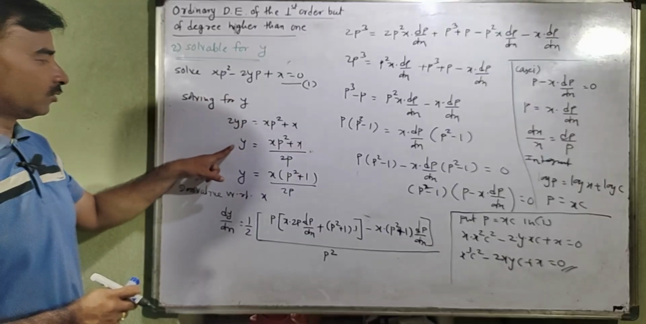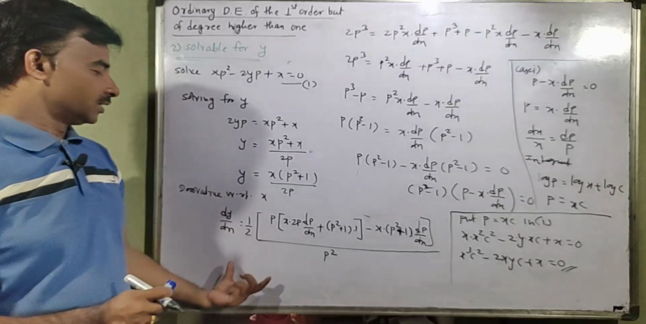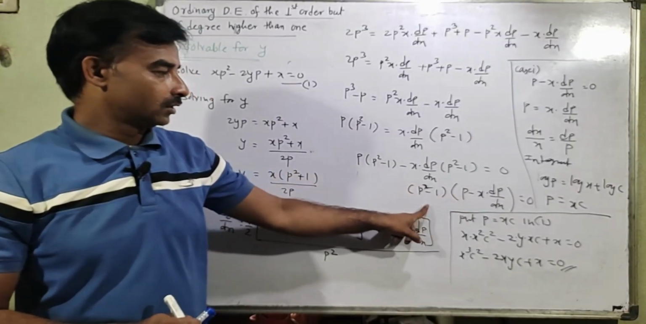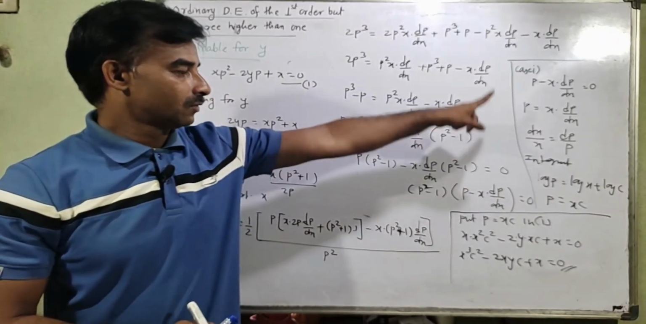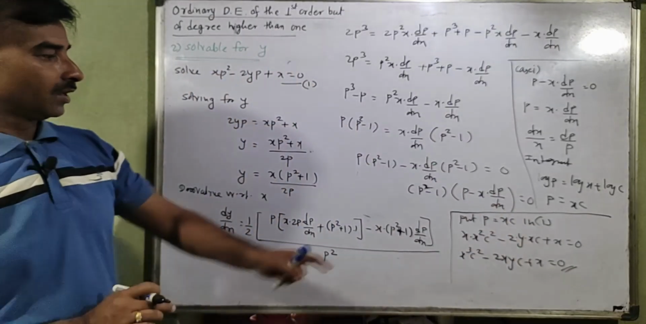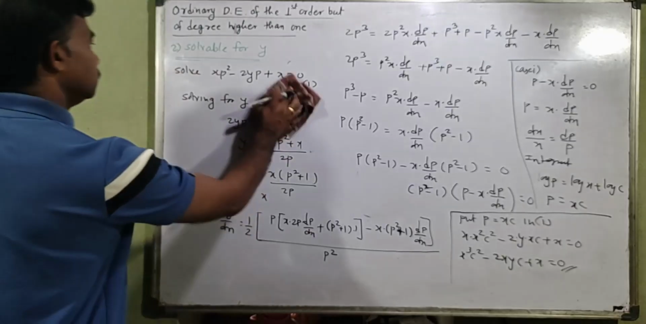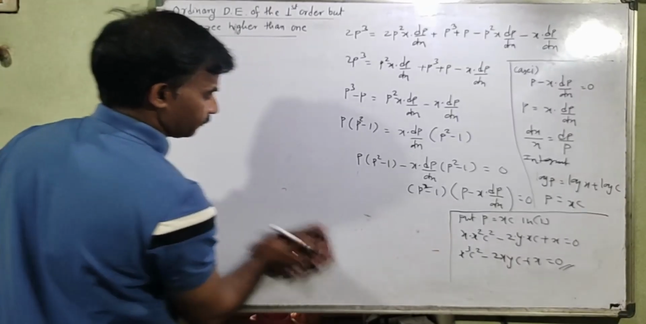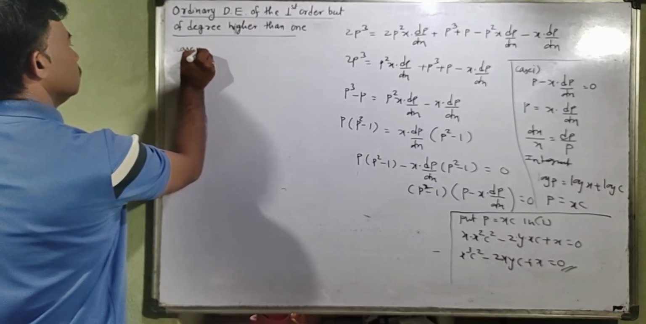For this purpose we have to find the value of y and its derivative with respect to x. You will get the equation, and this equation contains these two factors. The first factor is p minus x into dp divided by dx. We solve it, and we will get the general solution for that differential equation. Right now we are going with p square minus 1 is equal to 0, and then find out what equation solution we will get for that one.